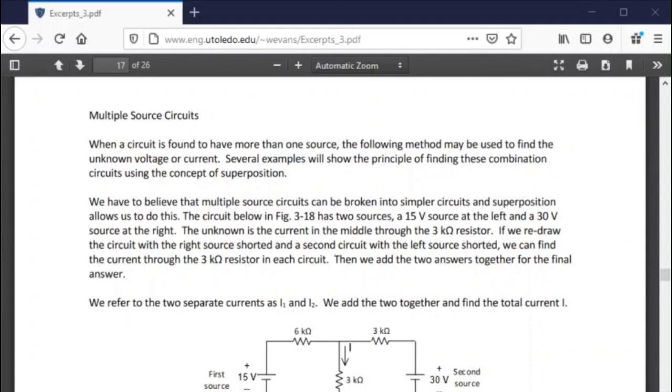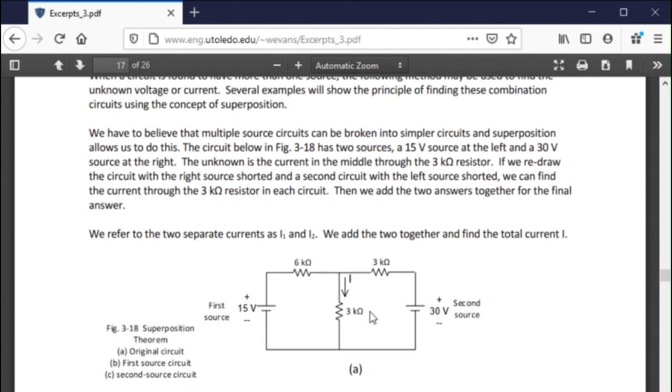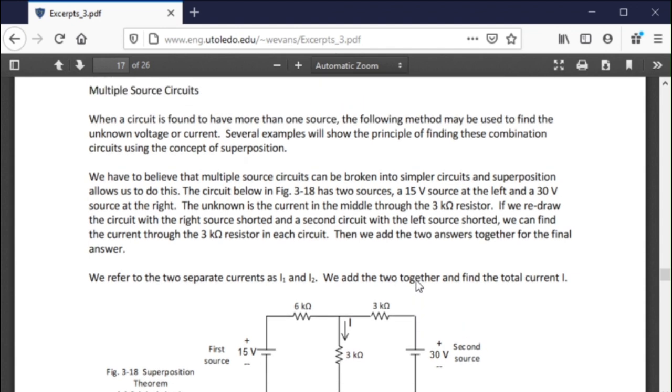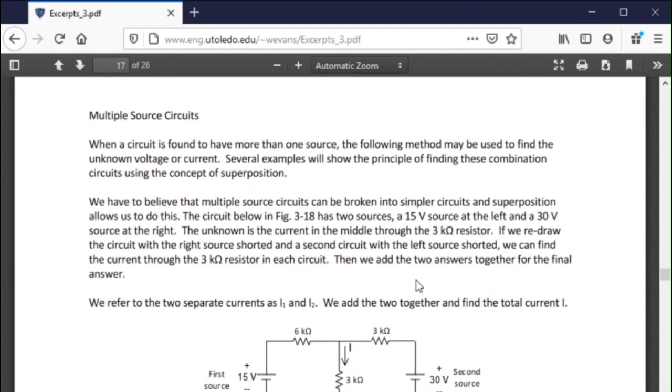Okay, we're back again in Chapter 3 on page 17. And we're looking at multiple source circuits. In other words, if you have a two-source circuit, this would be two sources. You'd have a 15 and a 30, so you would have more than one source, okay? Now, the following method will give you the ability to solve this multiple source circuit.